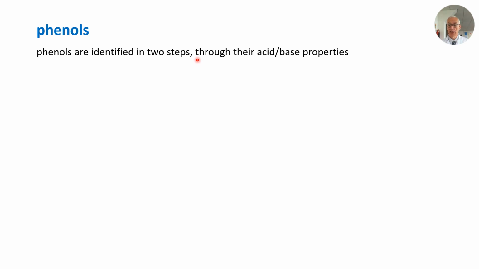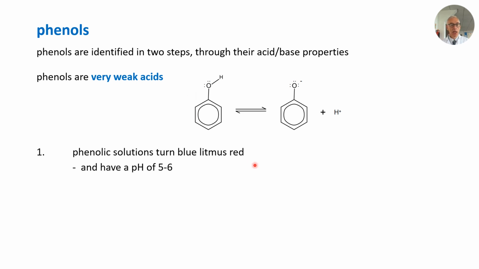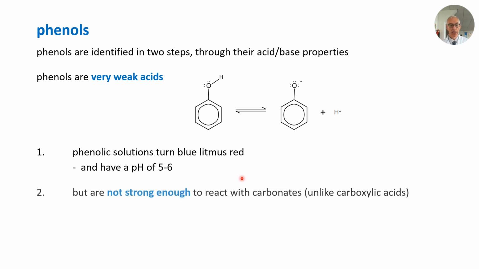Phenols are identified in two steps through their acid-base properties. Phenols are very weak acids, that is, this equilibrium with the loss of a proton lies very much to the left. So the first step to identifying a phenol is to firstly establish that it is acidic, that is, phenolic solutions turn blue litmus red and have a pH of 5 or 6, confirming weak acid status. However, they are not strong enough to react with carbonates.